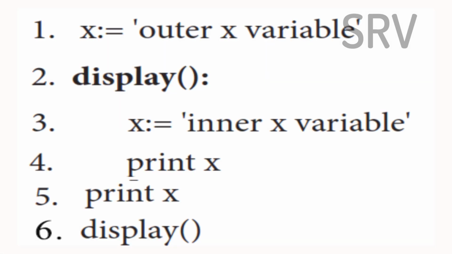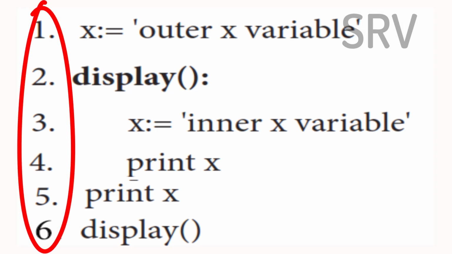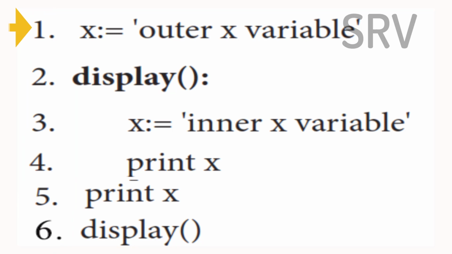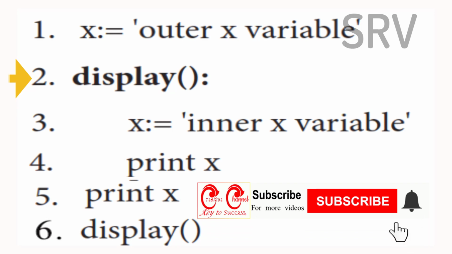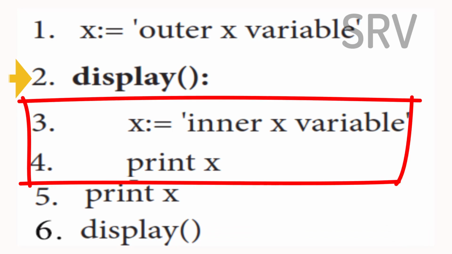Now let's go into LEGB rule and see it in detail with the help of an example given in our book. The example given in our book has a 6-statement pseudocode. The statement 1 has a variable x declared. The variable x holds the value outer x variable. The statement 2 is a display function. Here a function is defined. The function name is display and it has 2 statements inside the function.